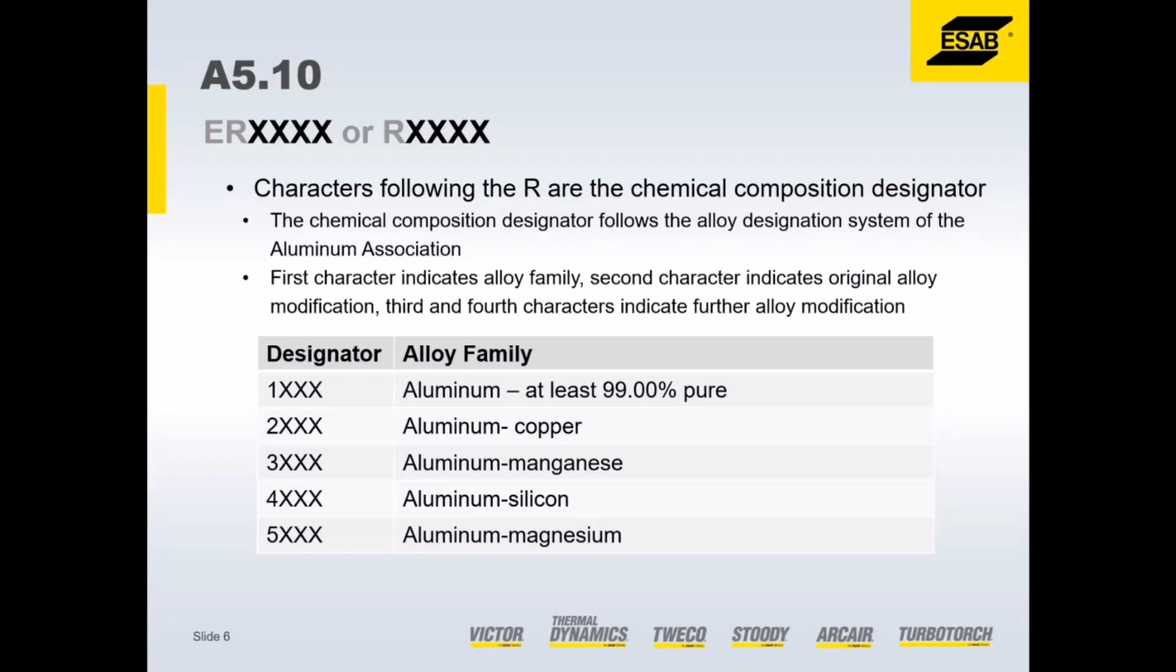The common electrodes we would see would be like a 4043, so that ER4043, or another common one would be ER5556 or 5356, where you have magnesium alloyed in with the aluminum. Aluminum filler metal selection becomes very complicated, and we'll cover that in the aluminum slides.